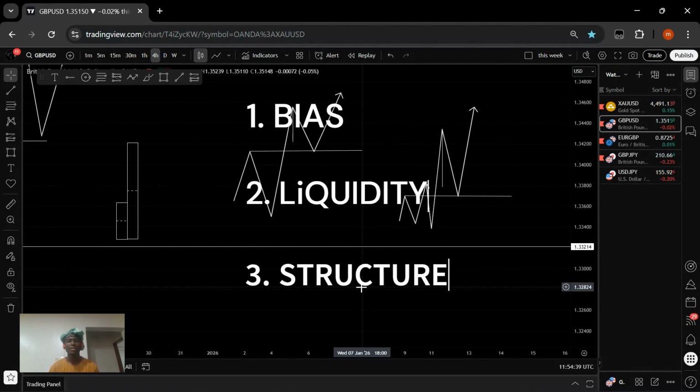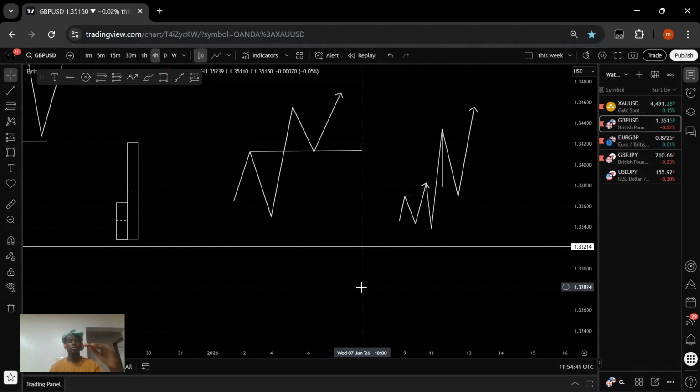When I say bias, am I buying or am I selling? Liquidity is where the liquidity is. Where is that place I'm not supposed to buy from? And structure: what structure is being presented to me? Just like I said before, there are three things I like to look out for: directional bias, the structure, and liquidity.